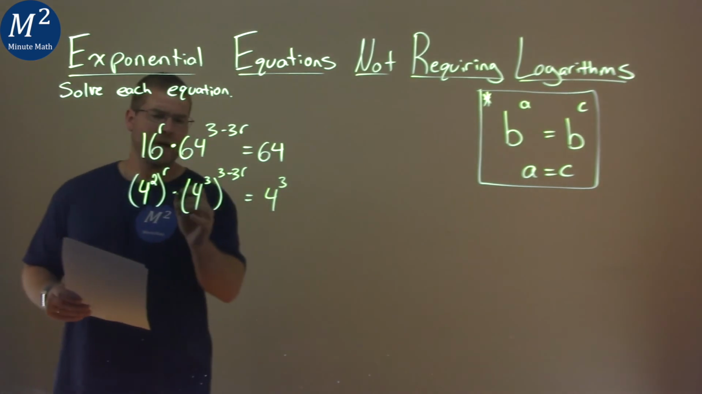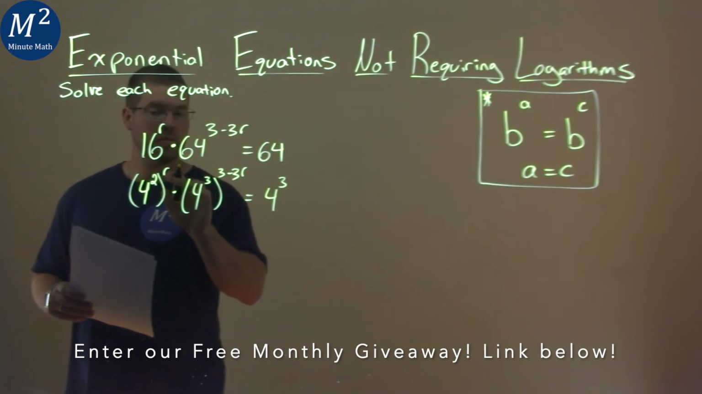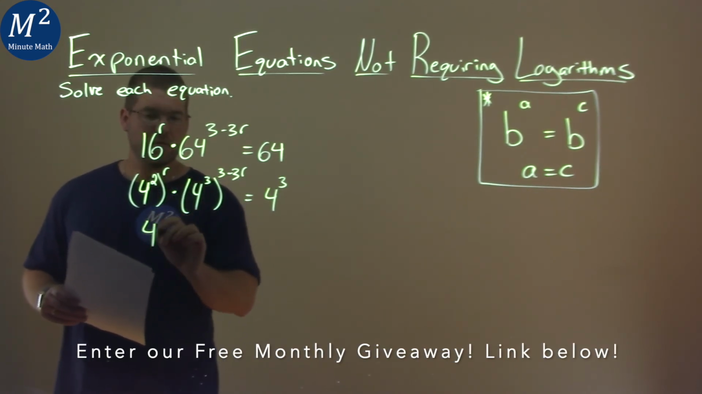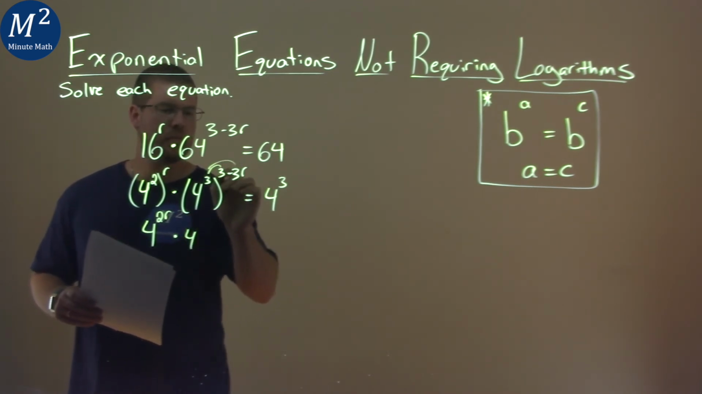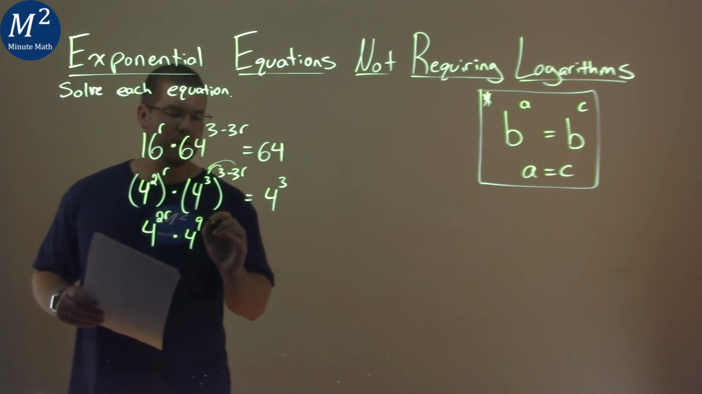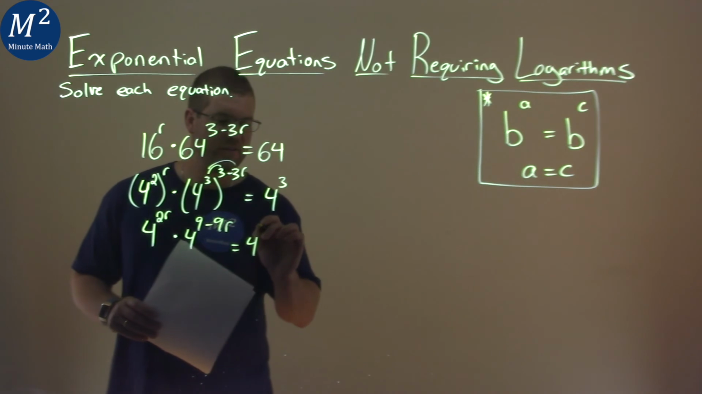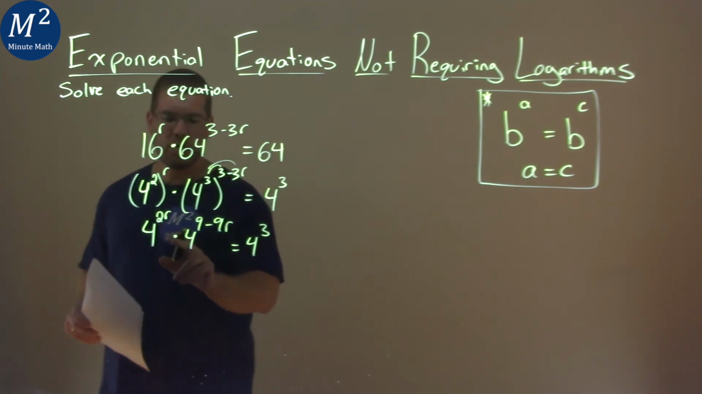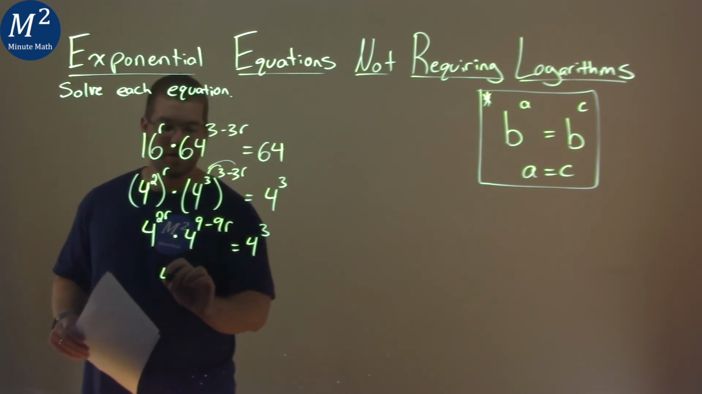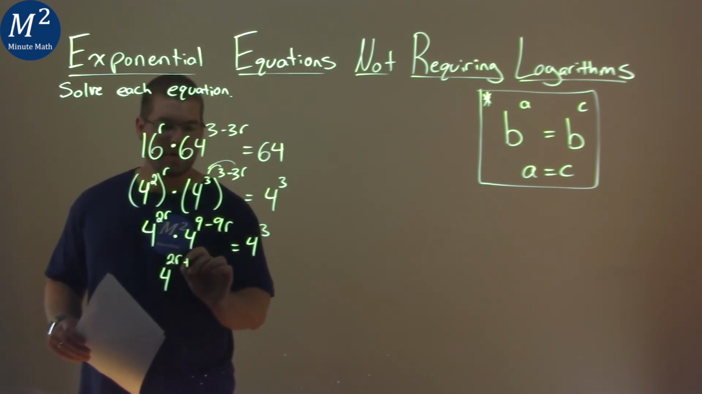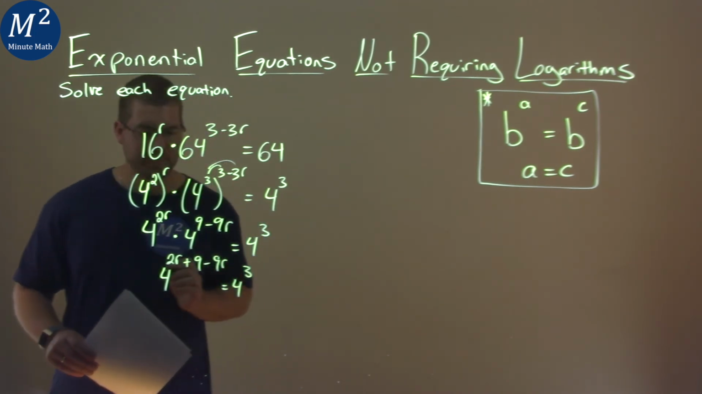Now our rules when we have the same base here: when we have a base to an exponent, raised to another exponent, we multiply the exponents. So we have 4 to the 2r now, 2 times r, times 4 distribute here. 3 times 3 is a 9, and 3 times a minus 3r is a minus 9r. And we have 4 to the 3rd power here. Now with multiplication with the same base, we add the exponents and keep the same base. So 4 to the 2r plus 9 minus 9r is equal to 4 to the 3rd power.